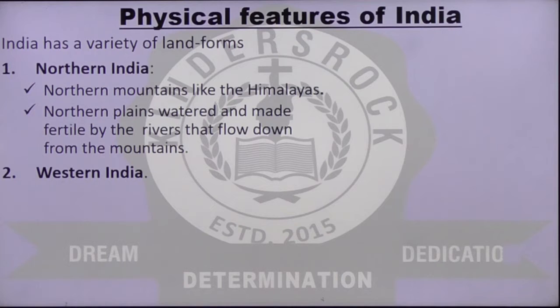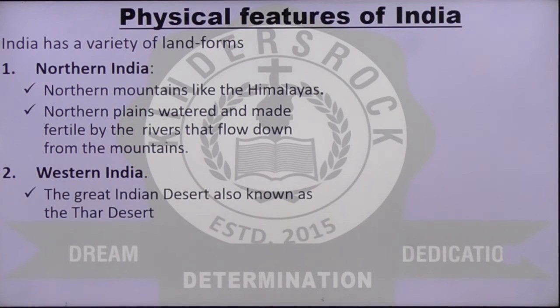In the western part of India, we have the Great Indian Desert, also known as the Thar Desert. Remember the name, Thar Desert. We have this in the state of Rajasthan, the Great Indian Desert, also known as the Thar Desert.